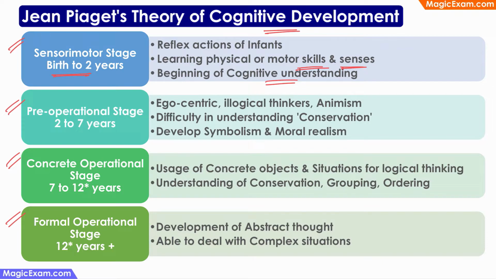Next, the pre-operational stage is from 2 to 7 years. And this is when the child has slightly grown up and is in an egocentric state. Egocentric means the child thinks that he or she is the most important person in the world and everything else around him exists only for his purpose or his usage. And they also believe in animism. That is, they think everything around them has life.